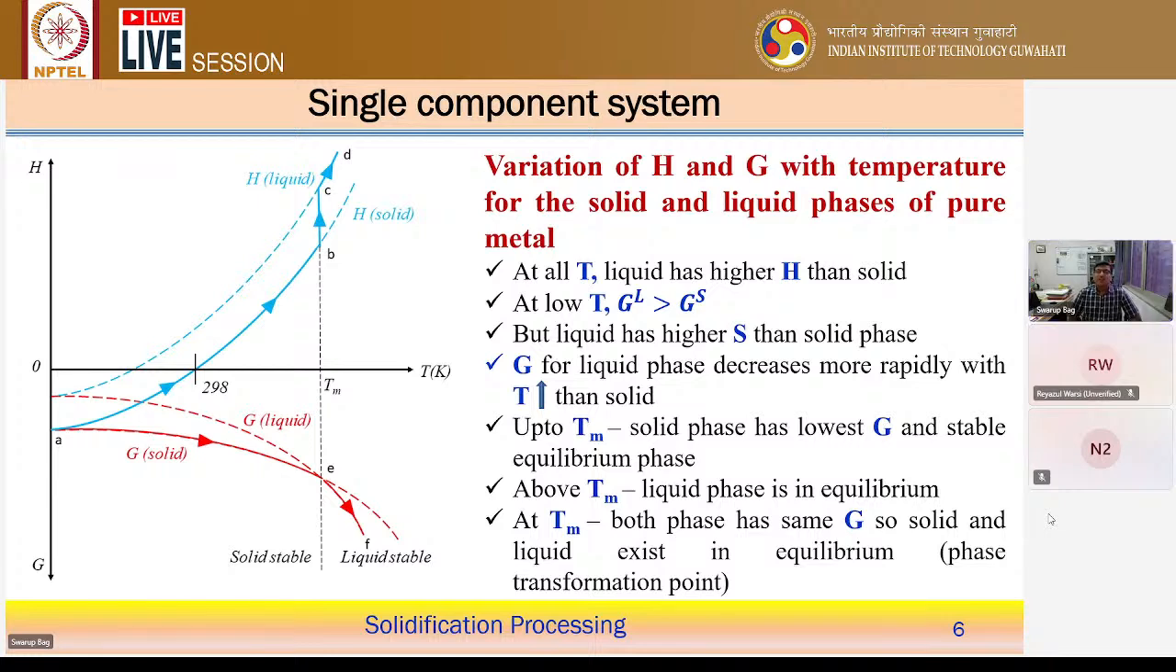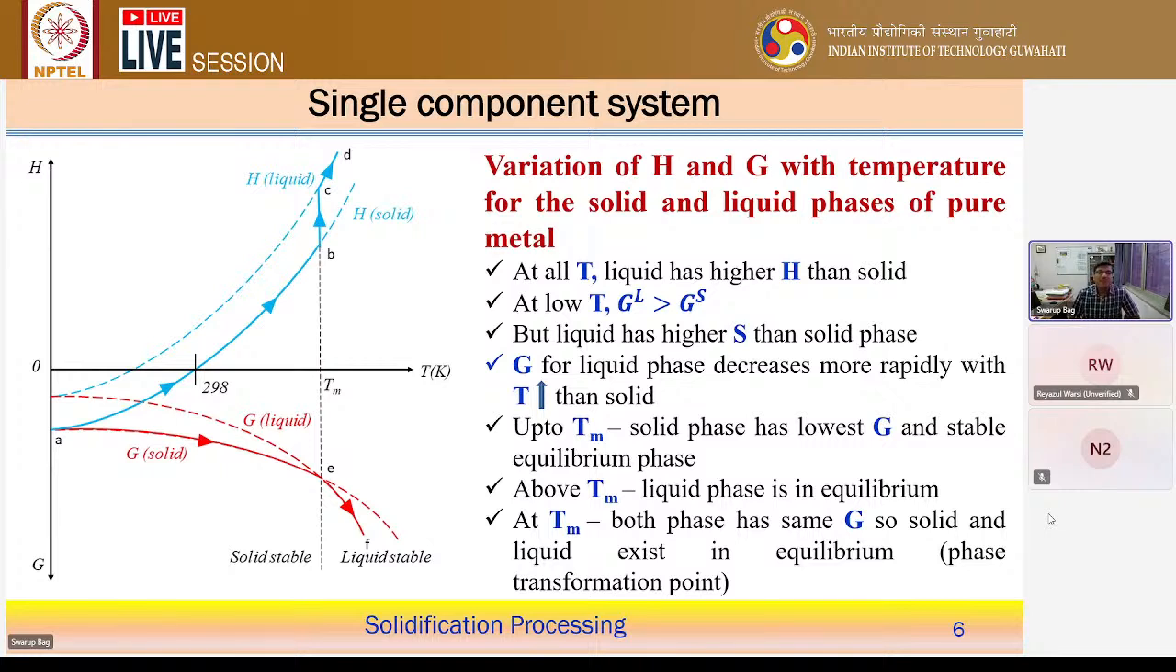Now, at any temperature, liquid definitely has higher enthalpy than solid. From this graph it is obvious that at any temperature, the enthalpy of the liquid phase is more than that of the solid phase. But at low temperature, below the melting point temperature, G for the liquid phase is greater than G for the solid phase. So the solid phase has the lowest negative value of the Gibbs free energy, which is obvious from this graph.